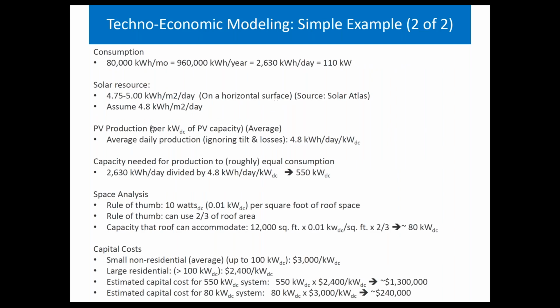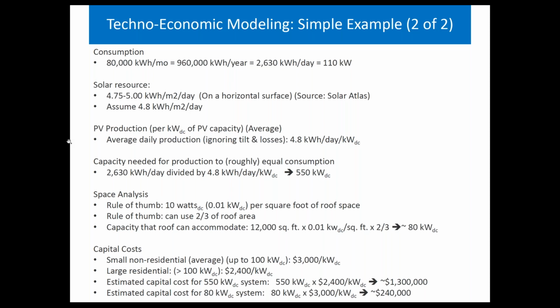So this is the process. 80,000 kilowatt hours a month. That's 960,000 kilowatt hours a year. It's about 2,600 kilowatt hours a day, an average load of about 110 kilowatts. And I just like to have all those metrics because sometimes I get stuff in per day or average load, and that way I can just do a quick comparison.